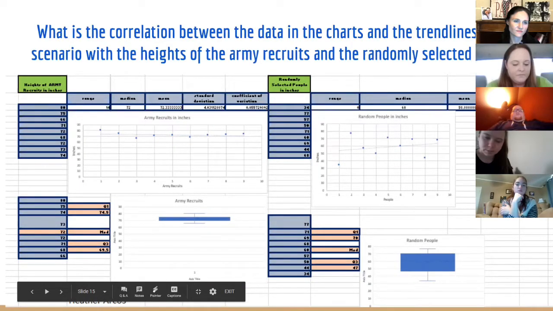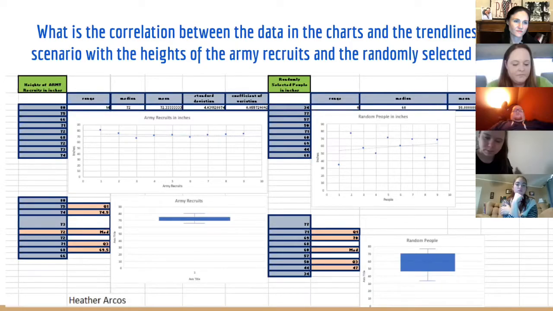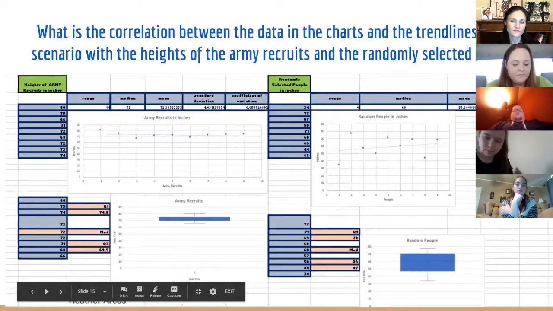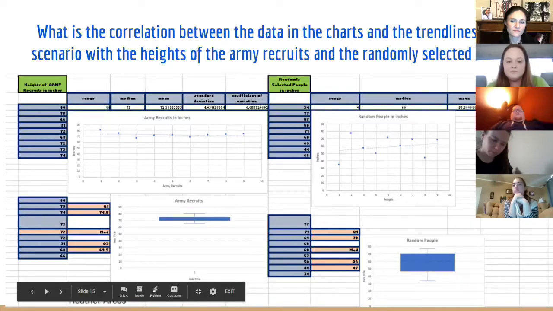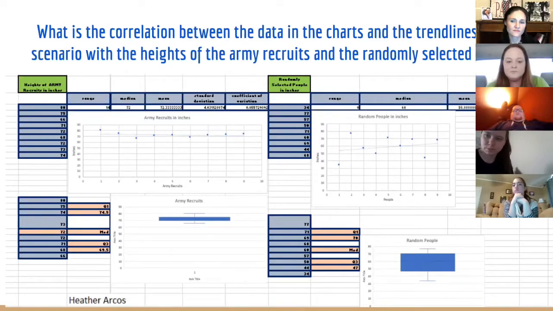What is the correlation between the data in the charts and the trend lines in the scenario with heights of the Army recruits and the randomly selected shoppers? Heather. Thank you, Deanna. Regarding the correlation between the data and trend lines, the less space between the points, the closer the trend line is to the points in the first chart with the Army recruits. That just means that their heights are more similar. In the second chart, the line is further away from the points because of the greater difference in heights of the randomly selected people. This means that the more random the people, the more random their heights are going to be. Thank you for asking.